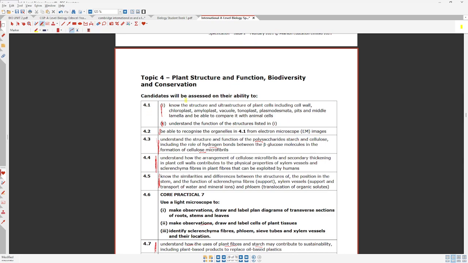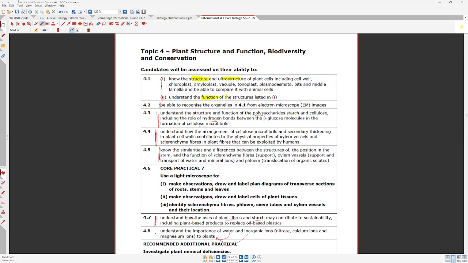So it's just structure and ultrastructure and then function, and we're talking about the organelles. We're talking about the cell wall and so on. Basically ultrastructure first and structure, as well as the structure of the leaf and then ultrastructure of the cell, then functions of all those things. This is almost the same as the ultrastructure of animal cells. Then we're doing organelles, just being able to recognize them, same as last time.